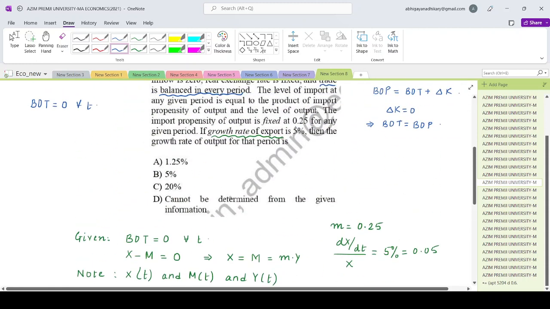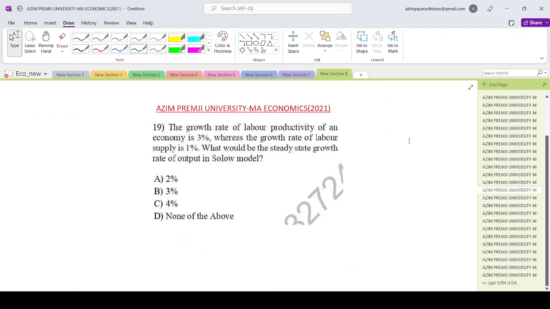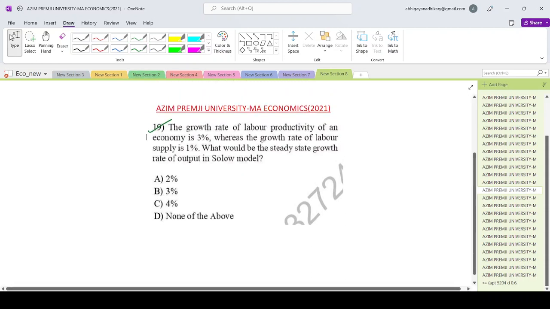Coming back to the options, it is option B according to the set of answers that we have. Now moving forward with question number 19 of the Azim Premji University M Economics 2021 paper. The growth rate of labor productivity of an economy is 3%, whereas the growth rate of labor supply is 1%. What would be the steady state growth rate of output in the Solow model?